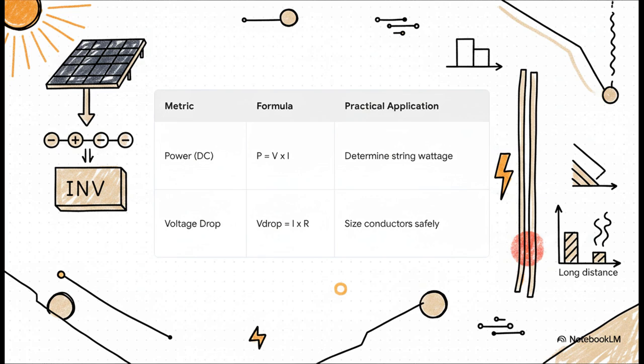Now, to turn that invisible science into actionable, real-world numbers, you're gonna rely on Ohm's law and power calculations on literally every single job. You calculate power, that's voltage multiplied by current, to properly match your solar string to your inverter. And just as importantly, you have to calculate voltage drop using current and resistance. Why does that matter? Well, if you size your conductors poorly over a long wire run, you're going to bleed system efficiency and risk dangerous, incredibly costly overheating.